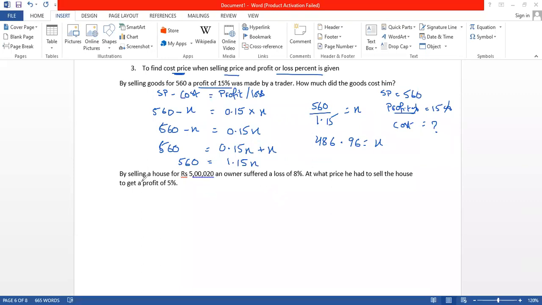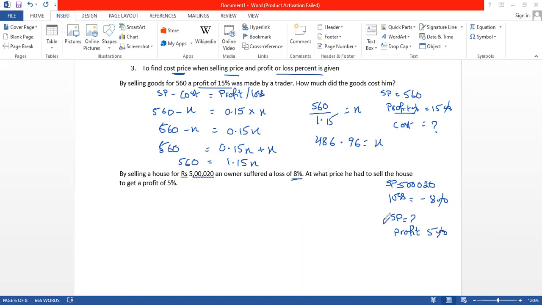Let's do another question. So by selling a house for 50,020, again, this is a selling price, suffered a loss of 8%. Now, because this is a loss, this means that this percentage is a negative. At what price he had to sell the house to get a 5% profit? Now, this question has two parts. At what price he had to sell the house to get a profit of 5%? So they're asking you for the selling price that would give him a profit of 5%.